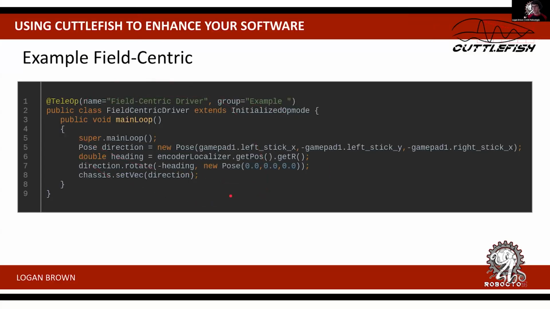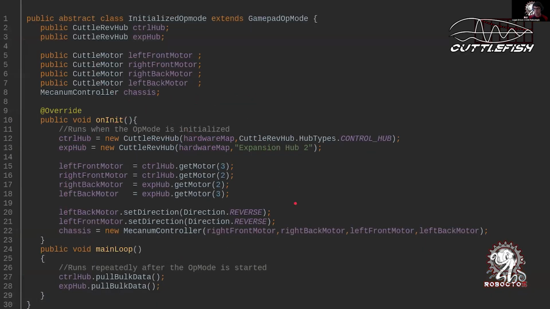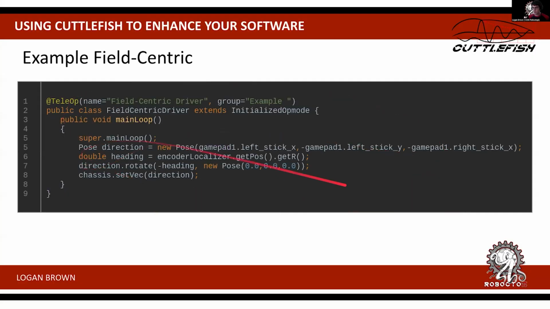And this op mode is also an example of just generally how powerful Cuttlefish can be, because this is a field-centric driver op mode, and you can see that it's a total of 9 lines long. That's because of the initialization being able to be separated out, as well as some other Cuttlefish features that make programming your driver and other code easier. A lot of these features are actually features of the main Cuttlefish module.